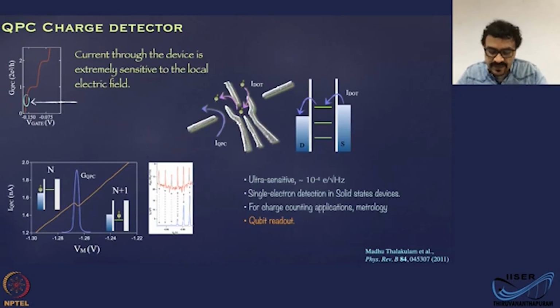Now let's look at some interesting applications of point contacts. When I say point contact, that includes the quantum point contact, which we have discussed, and also atomic point contacts, which are atomic-level constrictions, for atom-atom contacts. So what we understood is that the conductance of the channel is quantized in units of 2e²/h.